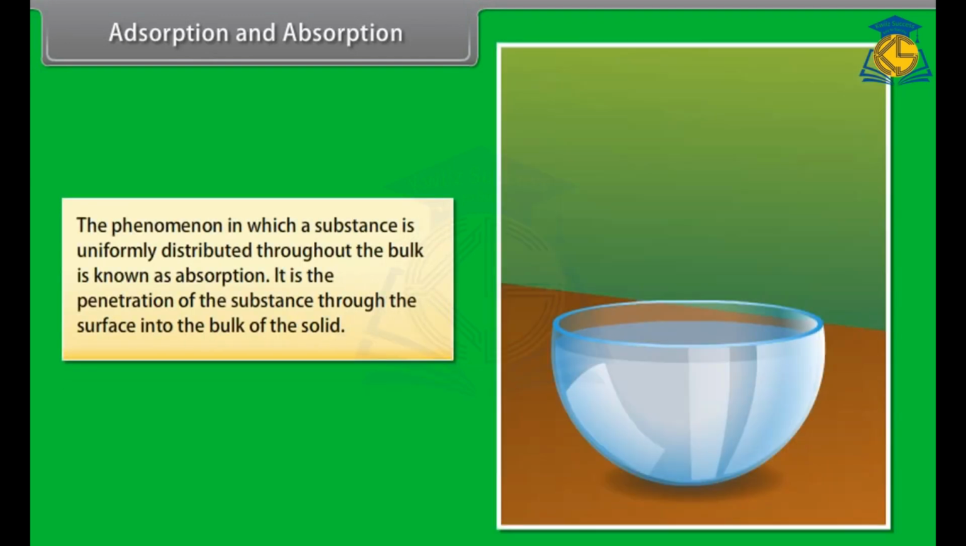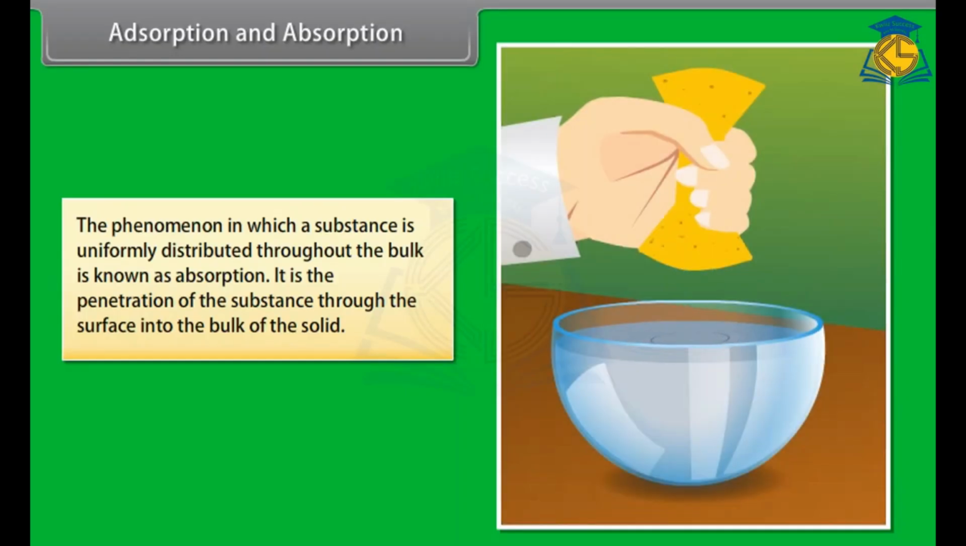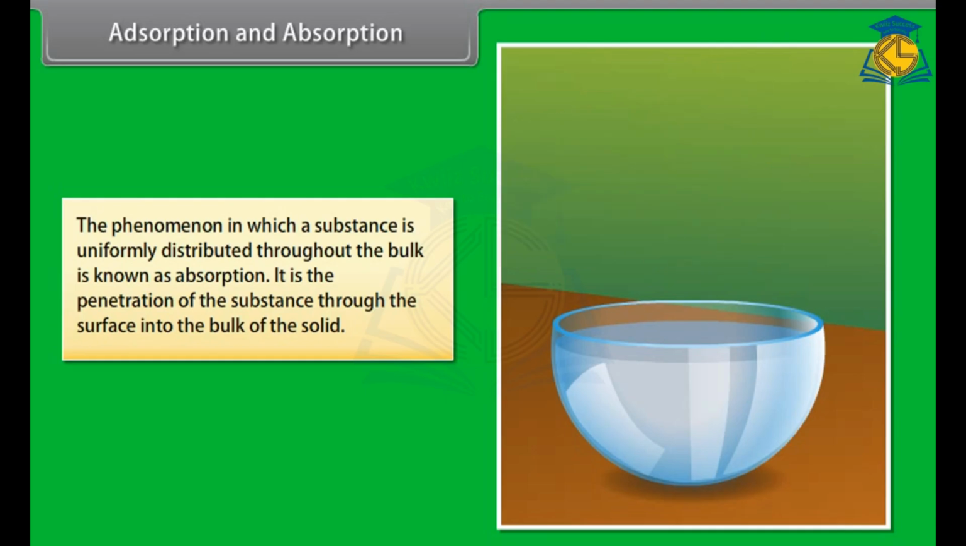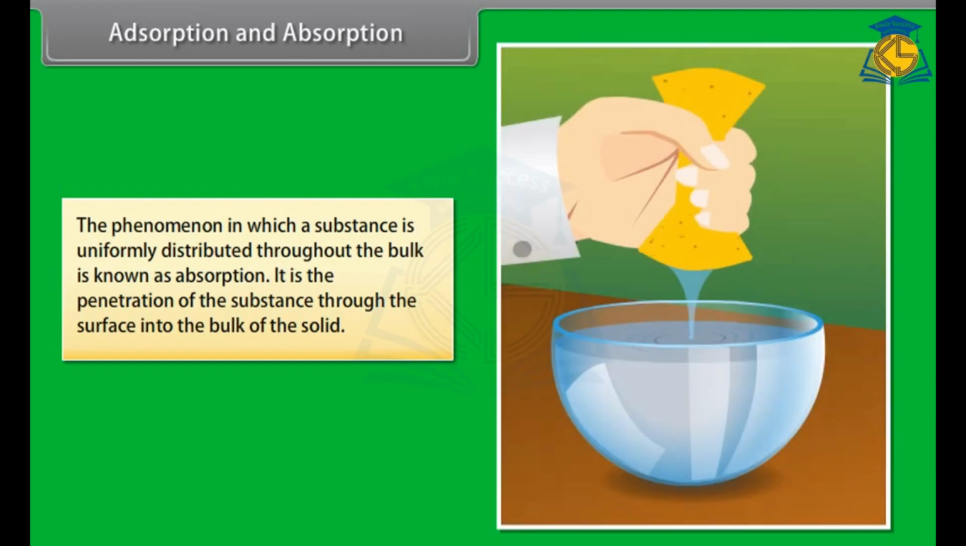Adsorption and absorption. The phenomenon in which a substance is uniformly distributed throughout the bulk is known as absorption. It is the penetration of the substance through the surface into the bulk of the solid. For example, when a sponge is dipped in a liquid, it absorbs some molecules of liquid.